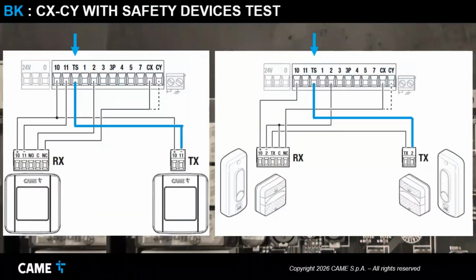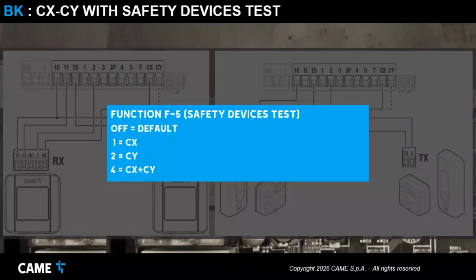If you want to check that the photocells connected to the selected inputs are operating correctly, after each opening and closing command, then the TS terminal must be connected. Below you can see 2 examples. To enable the safety devices test, the F5 function must be enabled. Access the function, and choose the safety inputs that are connected to the TS terminal.